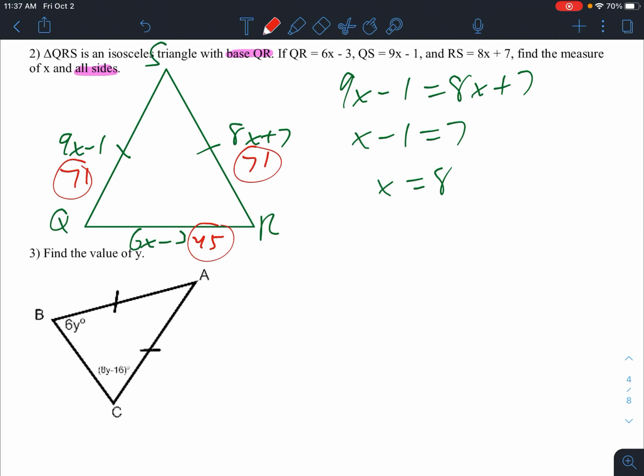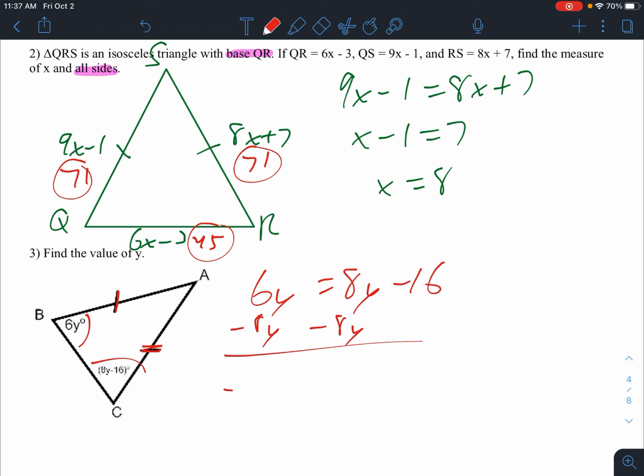Number 3 says find the value of y. Because these two sides are congruent, I then know these two angles must also be congruent. So I can set 6y equal to 8y minus 16. Subtracting 8y. And dividing by negative 2 gives me y equals 8.